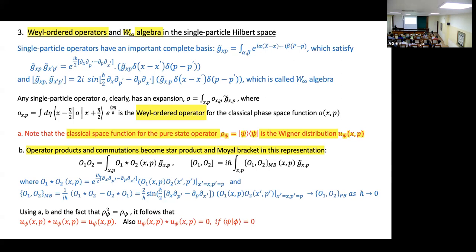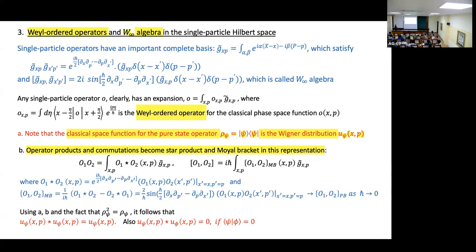Now if you have a single particle operator O, this is how this Weyl ordering works. Suppose you have a function O of x, p, and then you multiply this by G tilde of x, p and sum over all possible x, p. So this particular linear combination becomes a Weyl ordered operator. These are very important ingredients. By the way, the multiplication algebra and the commutation algebra together, whichever you want to look at, is called the W infinity.